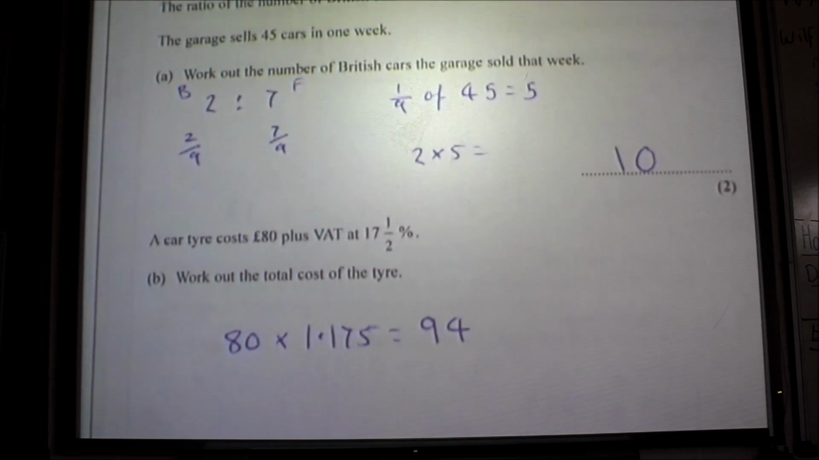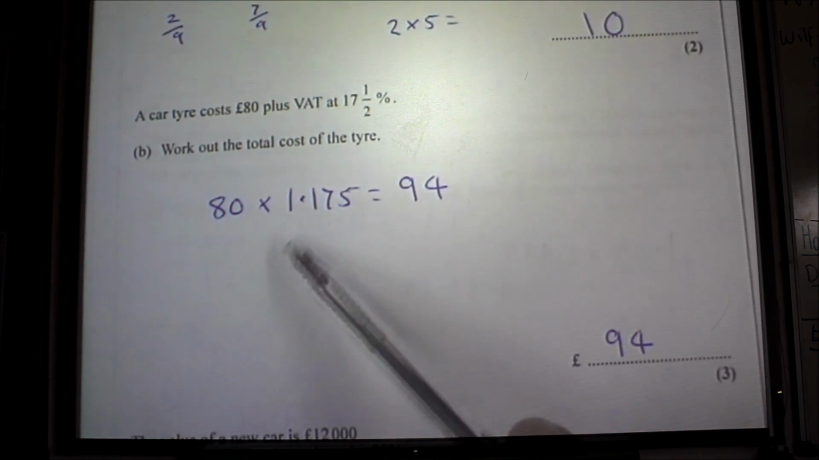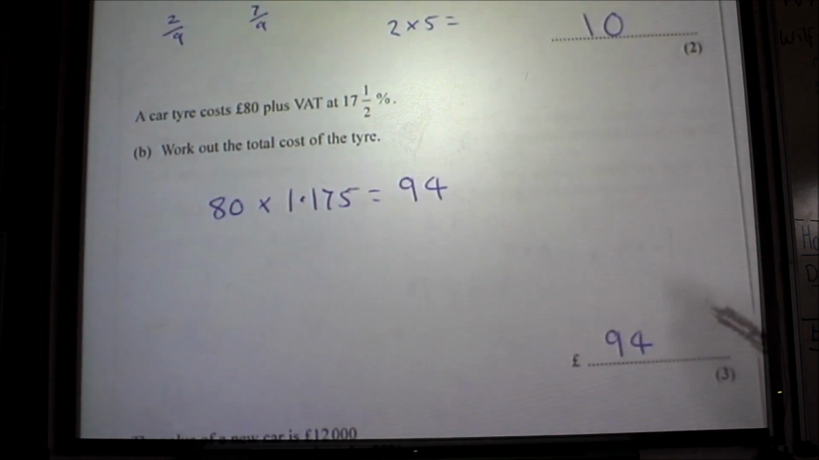A car tyre costs £80 plus VAT at 17.5%. I've used the multiply method. 80 times 1 to keep it the same, 0.175, 94 quid.